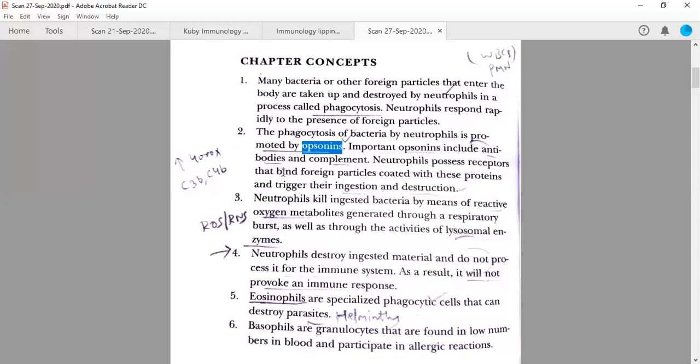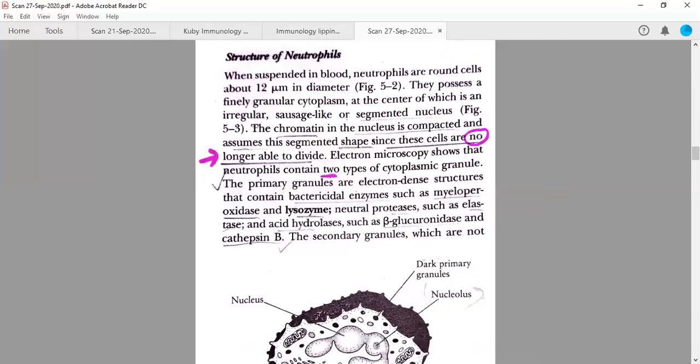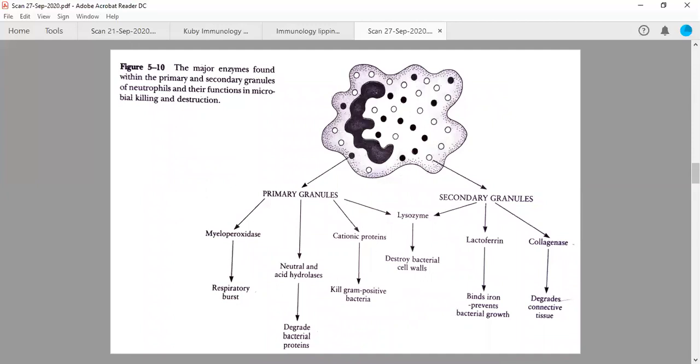Neutrophils possess receptors that bind to the foreign particles coated with these proteins and trigger their ingestion and destruction. So this is also very important. These neutrophils will possess some kind of receptors on them, so we are going to discuss these receptors also. For example, which are the major types of receptors that can be present on these neutrophils. So first of all, look into this particular diagram so that you can understand.